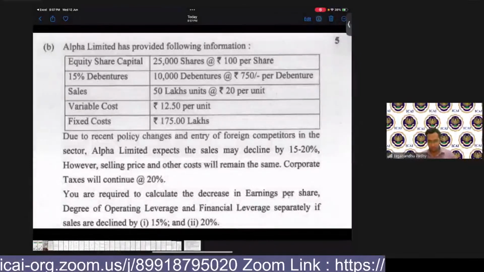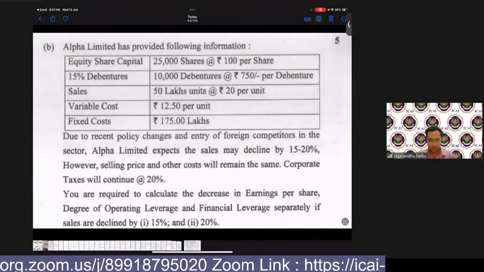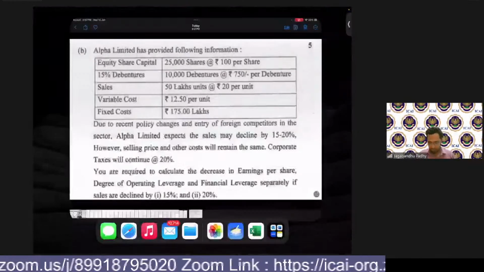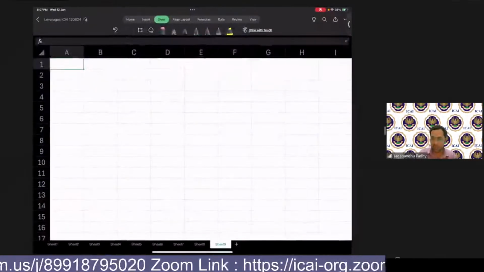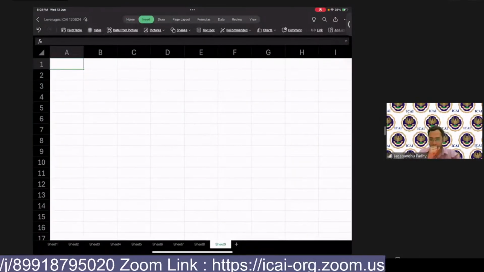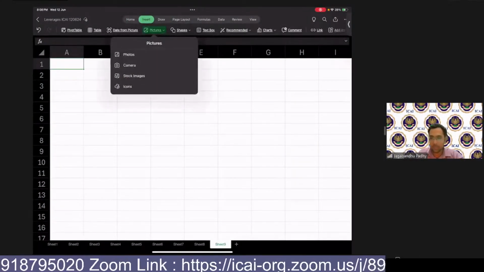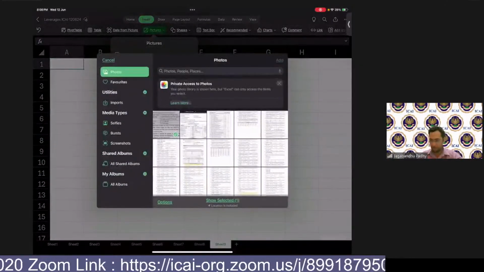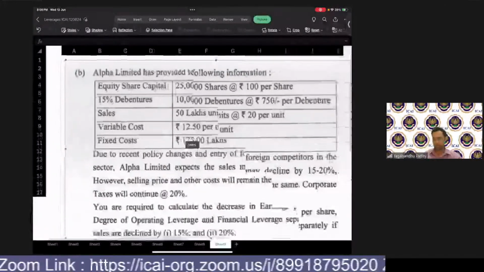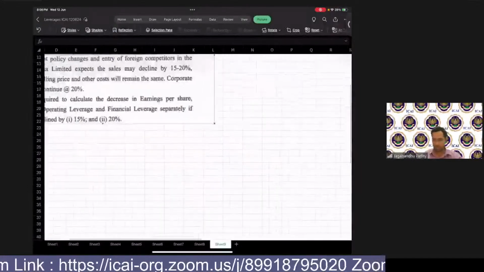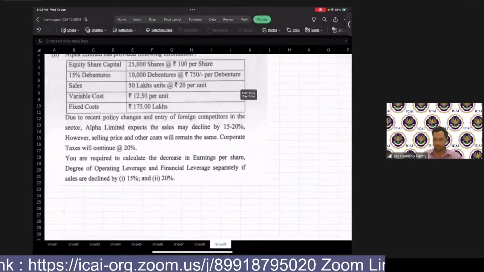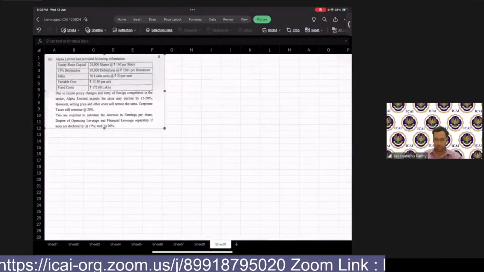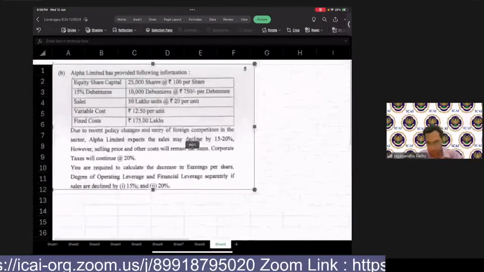So, the question that we have in the Excel file, let's solve it. Here's the question, from the recent paper.